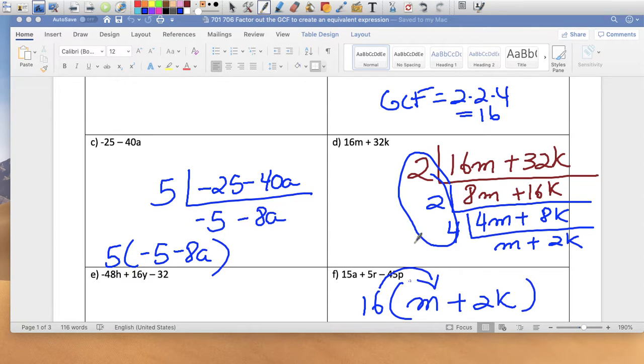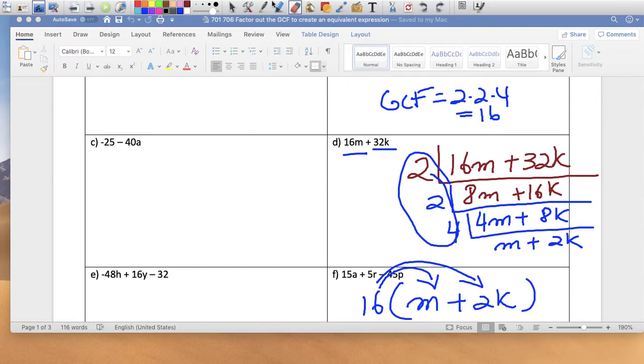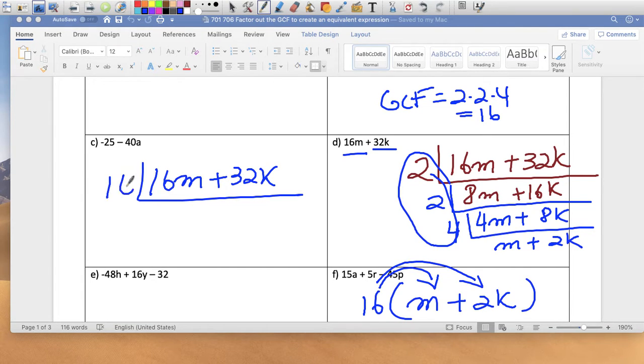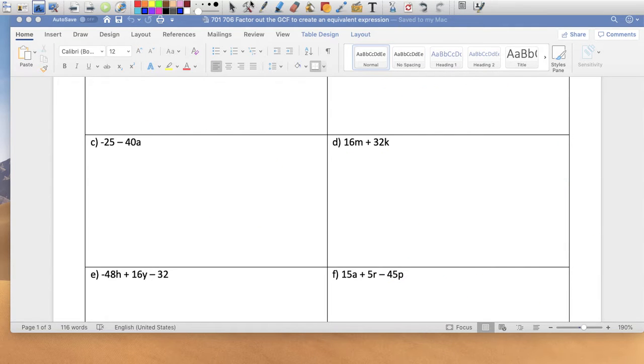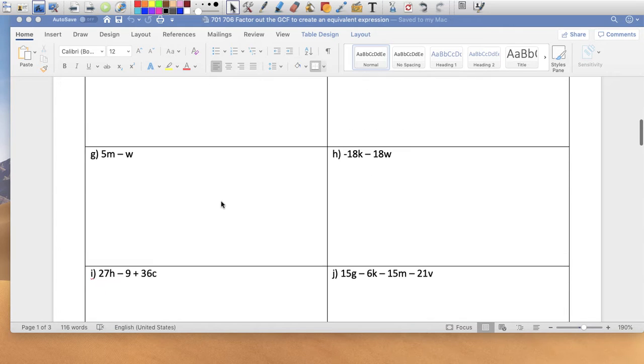If you multiply 16 times m, you get 16m. If you multiply 16 times 2k, you get 32k. Now, as opposed to doing this, let's say you just started right away and you knew that 16 was the greatest common factor. 16 goes into 16m one time, or 1m, and 16 goes into 32k 2 times, or 2k. So look how much easier that was, right? Yeah, that's pretty much it. It's not a hard topic at all.